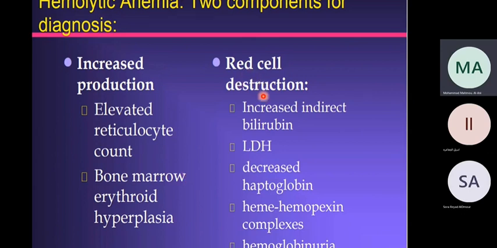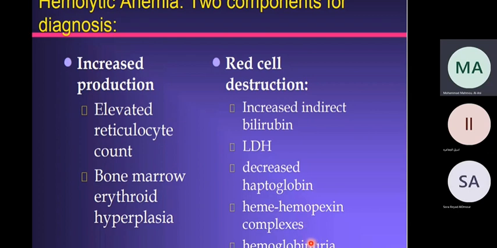And we have red cell destruction. We have an increase in the indirect bilirubin, an increase in the lactic dehydrogenase, which is an enzyme, a decrease in the haptoglobin, and also a decrease in the hemopexin. And there is a complex called the hemopexin complex. It's like the hemoglobin, and there is hemoglobinuria.